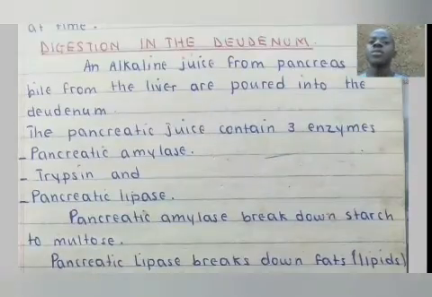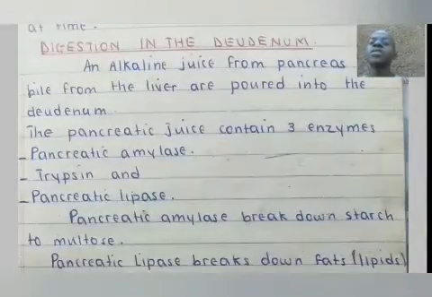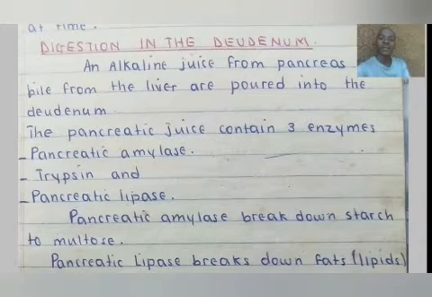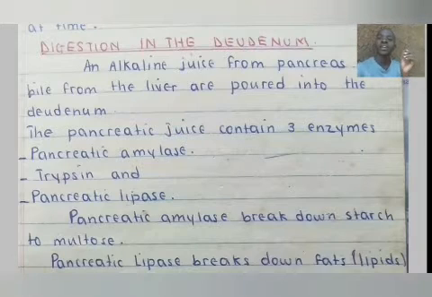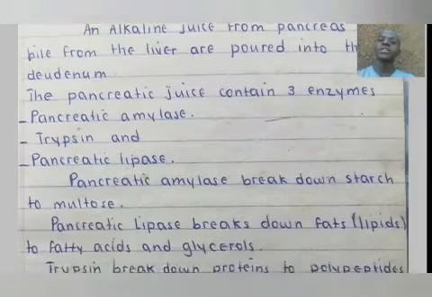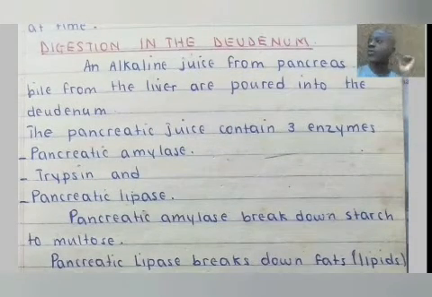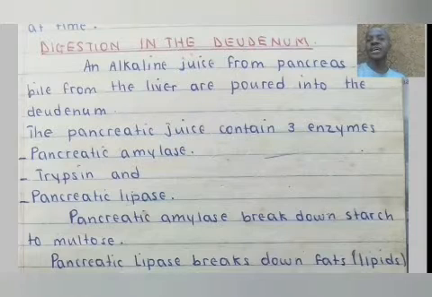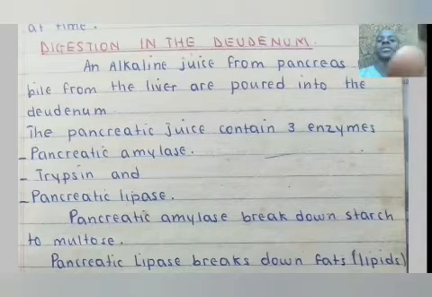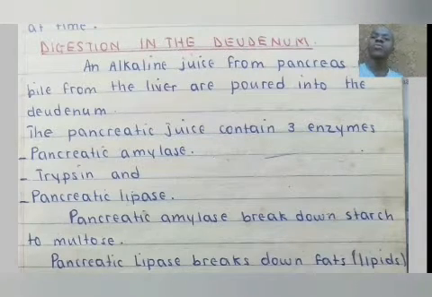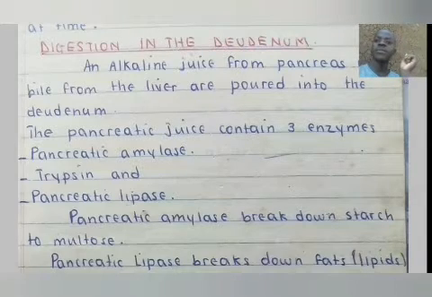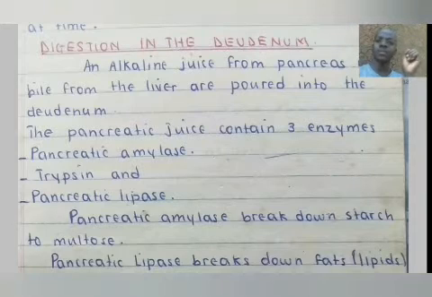So now, as I told you in the previous video, we shall look at digestion in the duodenum. Immediately after food has reached the stomach, it goes on to the duodenum. But we need to know what takes place in the duodenum, what kind of enzymes act on food. So now, the alkaline juice from the pancreas and bile from the liver are poured into the duodenum. So it is an alkaline juice that comes from the pancreas.